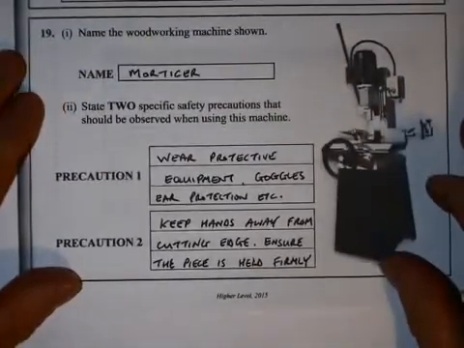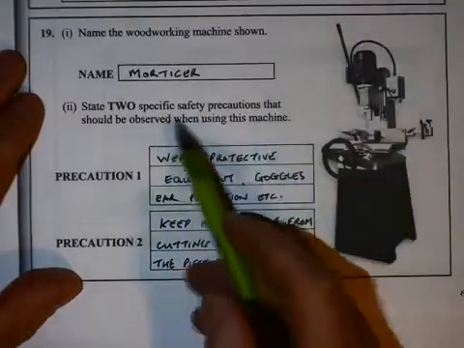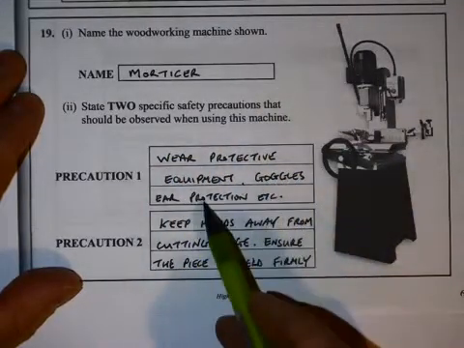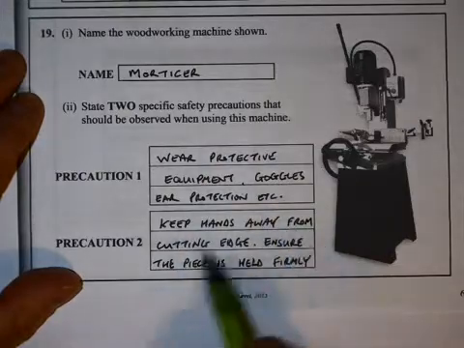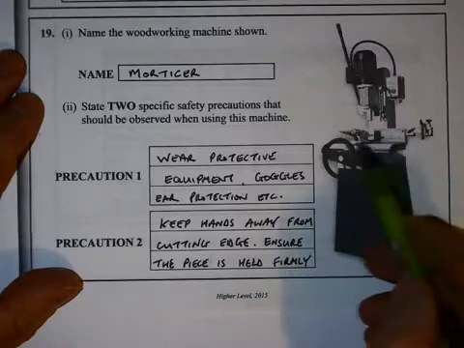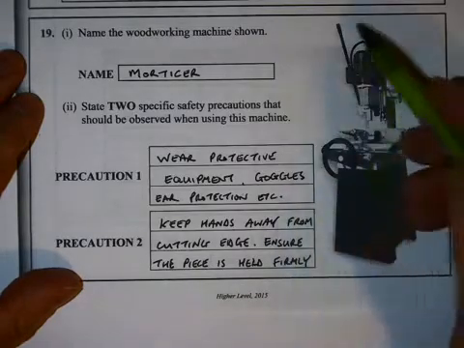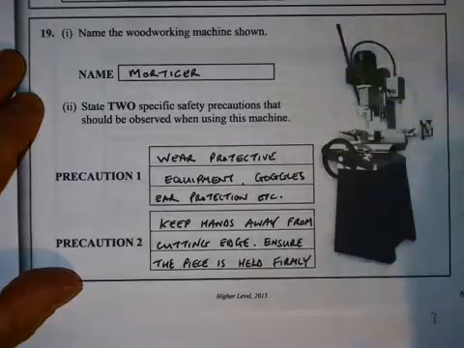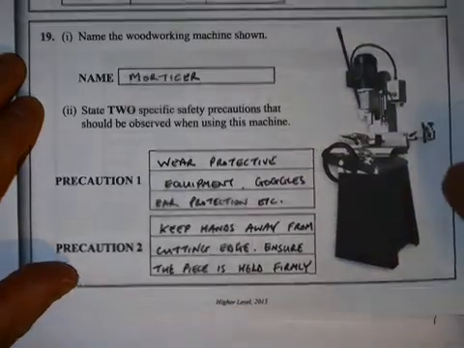The tool shown is a mortiser. It's 2 specific precautions. I've given a few extra. Wear protective equipment, goggles, ear protection, etc. Keep your hands away from the cutting edge and ensure that the piece is held firmly on the table here, that it's clamped in well. Another one that you could have is the arm has a tendency to fall down, so it could be secured back when it's not in use.